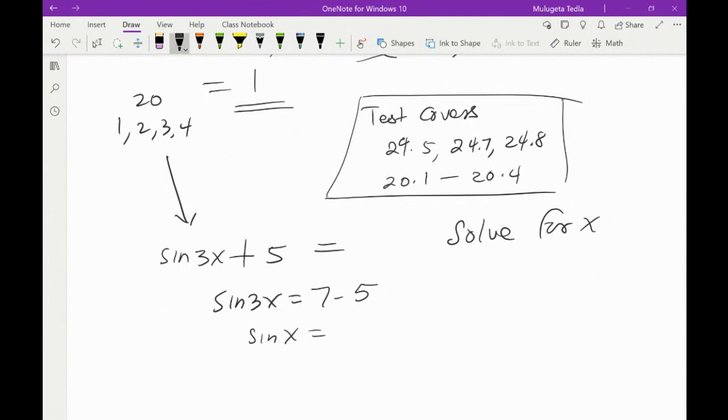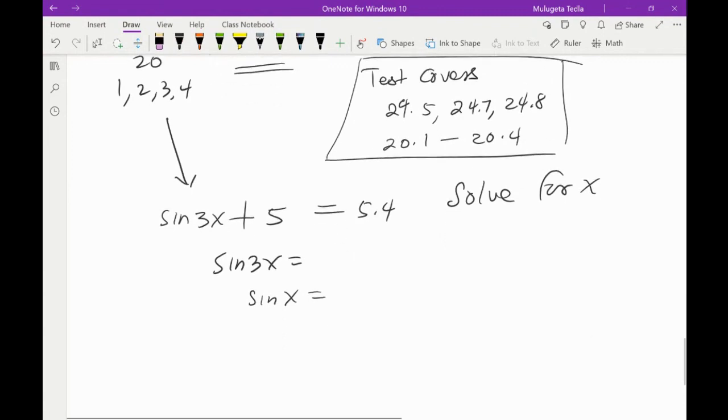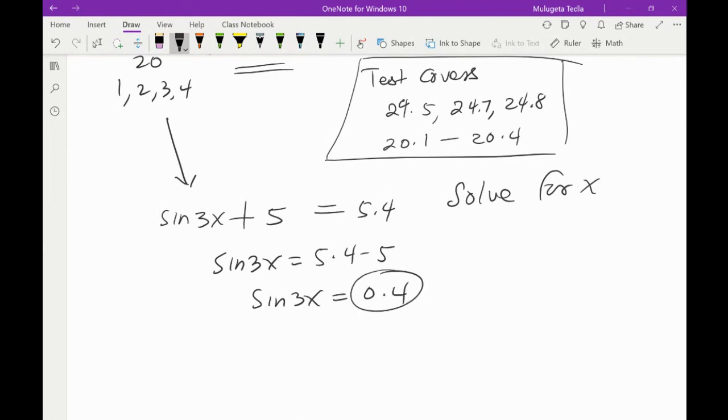Oh, I've got to say 5.4 maybe. Otherwise it will be no solution. So sine 3x equal to 5.4 minus 5. Sine 3x equal to 0.4. Now it has a solution. This number is less than 1. You've got to be less than 1, otherwise error.